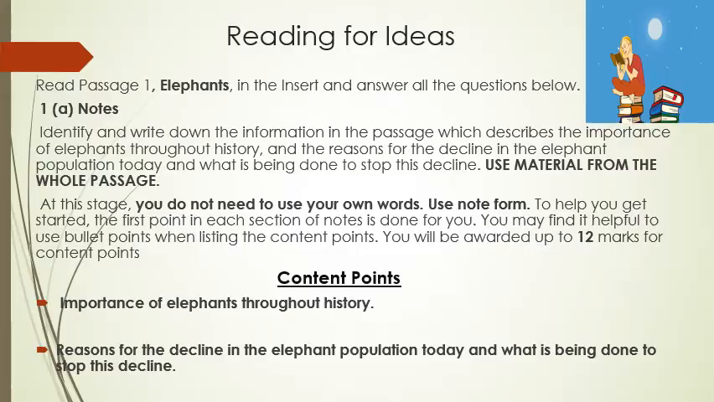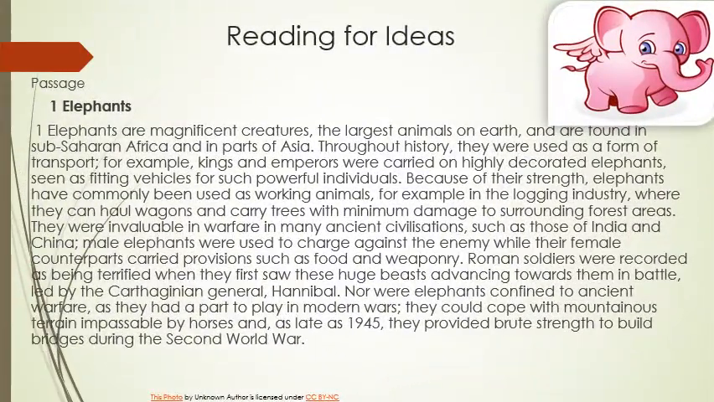Now let's have a look at the passage. This is our passage, and the passage title is elephant. Now I will definitely not be reading the whole passage with you. I'll be just summarizing it. This part of the passage talks about the significance of elephant in the past. If we look at this passage, we will be underlining the related points, and after we have done the whole underlining, we will be choosing the best ones to write in our content points column.